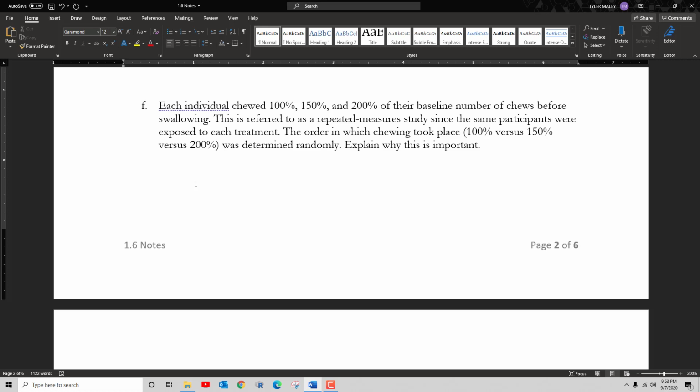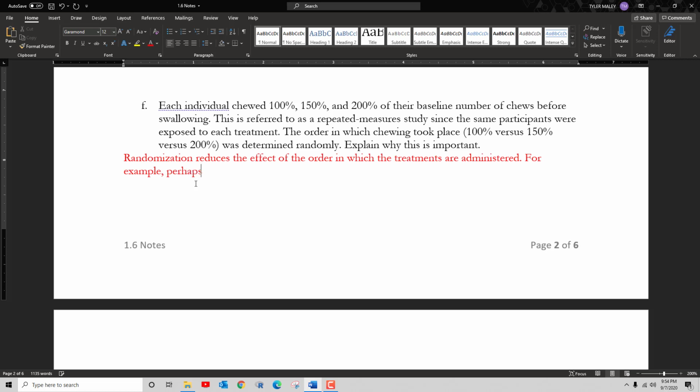So in other words, we didn't have the person chew 100%, 150%, and then 200% for everyone, right? They didn't do 100% of their chews and then 150% of their chews and 200% of their chews, right? And that's important because we're using randomization. So randomization reduces the effect of the order in which the treatments are administered.